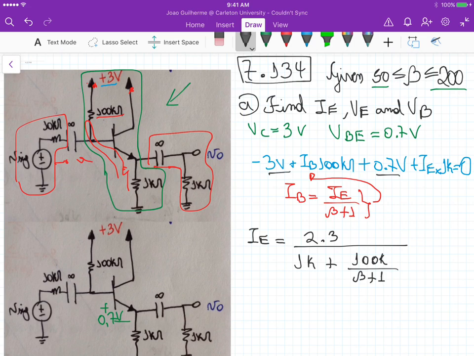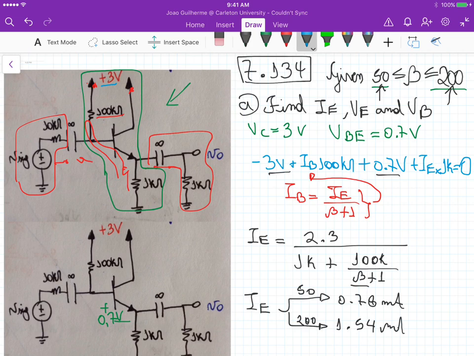Okay, now because beta varies from 50 to 200, we are going to get a range of emitter currents. If we substitute beta as 50, we get an emitter current equal to 0.78 milliamperes, and if we substitute 200, we get 1.54 milliamperes. Okay, so those are the currents for the emitter based on this range of beta.